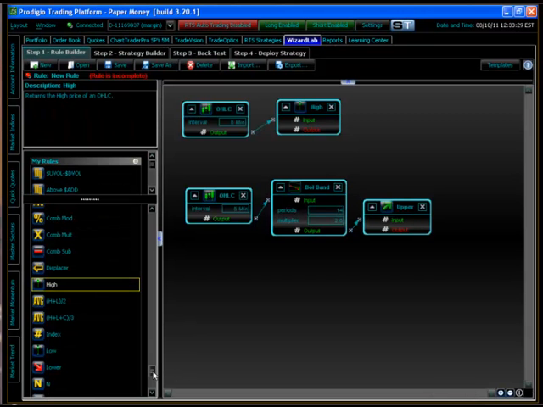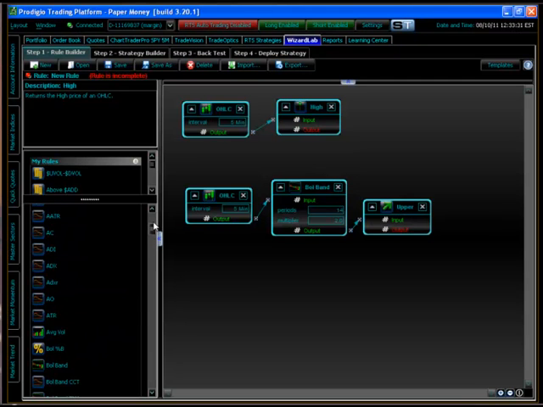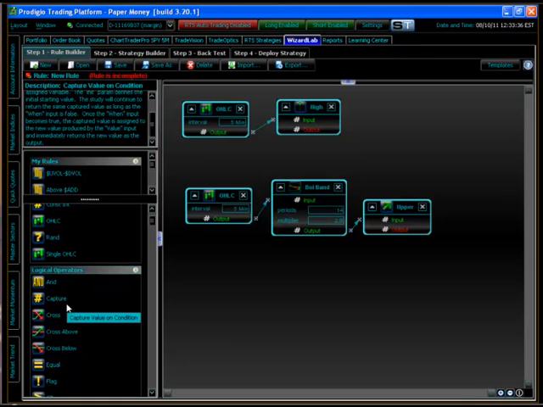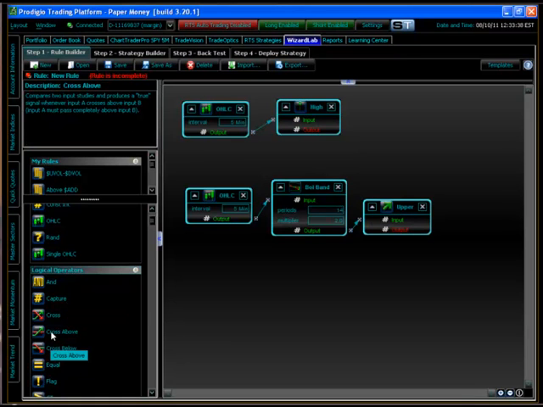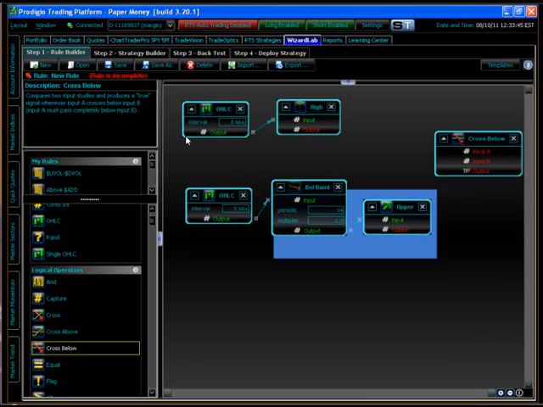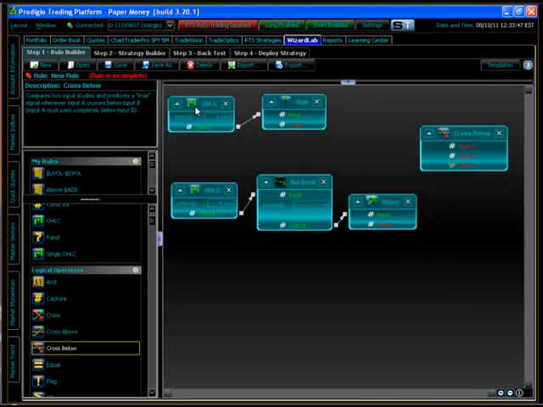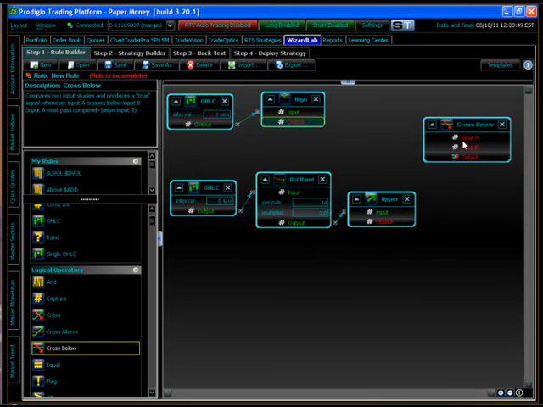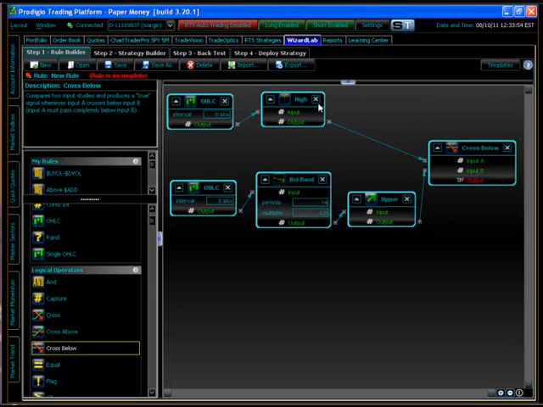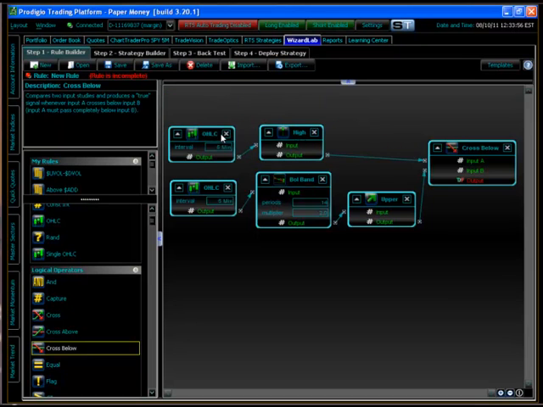Well, the way that you do that in Wizard Lab is you have a series of logical operators. And you have crossing operators, which tell you how things cross above and cross below. Right, so here we go. We've got a cross below here. I'm going to drag this output into the cross below. And what this is defining is, it fires signals whenever the high price crosses below the upper Bollinger Band.